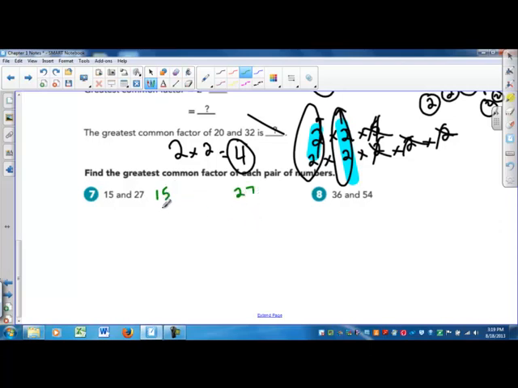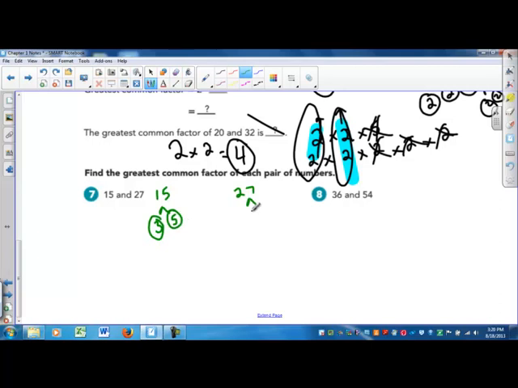This is where we start. This is the method I want you guys to use more than the other. This method is easier. Trust me. Okay. How do I break down 15 into prime numbers? Well, I know that 3 times 5 is 15. And then I know that both 3 and 5 are prime.